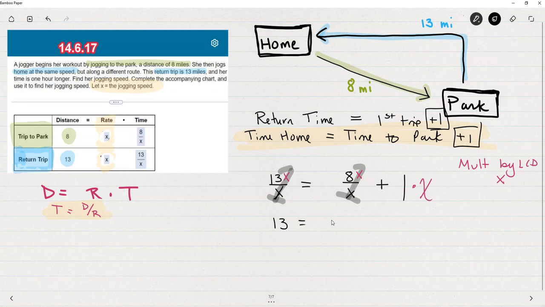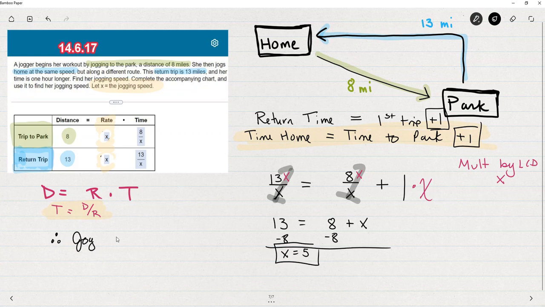We've got 13 equals 8 plus x. Subtract 8 from both sides, and we get that x is equal to 5. So it looks to me like the jogging speed, x, is 5. So the jogging speed is 5 miles per hour. X is 5 miles per hour.